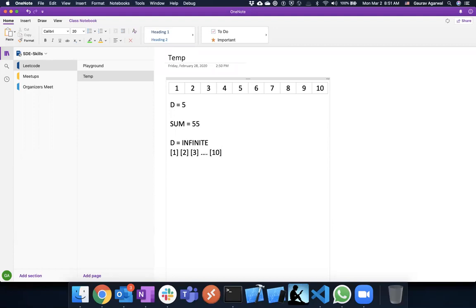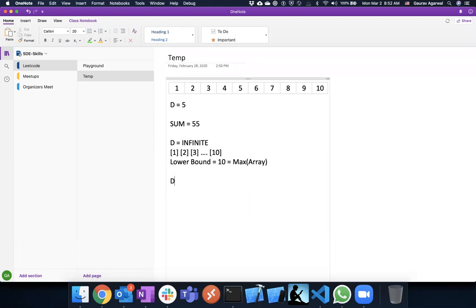So in this case, the capacity of the ship needs to be at least 10. This gives us the lower bound of 10, which is the max of the array. Let's say we denote this as a, or just the max of the array. That's how we reach the lower bound.